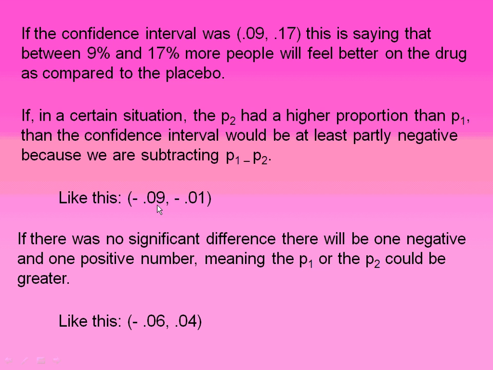It's just saying that P1 minus P2, P2 is a greater number, so a smaller minus a bigger number is going to give you negative numbers. So it's still saying that P2 is higher, but anywhere from 9% to 1% higher. And if you see a negative and a positive, like we did in our driving example, it's saying there's no significant difference, because one side could be 6% greater, or the other side could be up to 4% greater. So it's inconclusive.